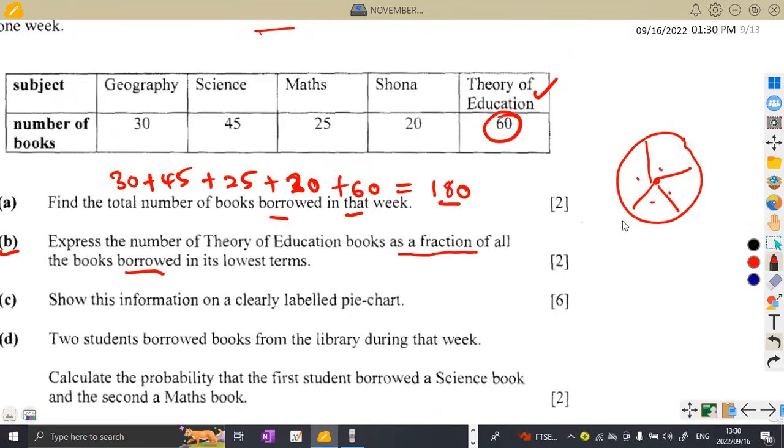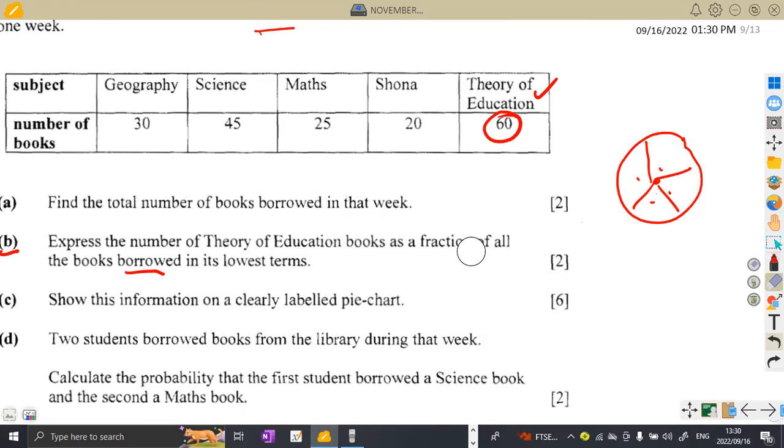So each sector is supposed to be taken with a corresponding angle. Okay, so this is what you're going to do. You're going to calculate each angle for each book that was borrowed in this case. Okay, so you're going to calculate each angle. So you're going to start with the geography.